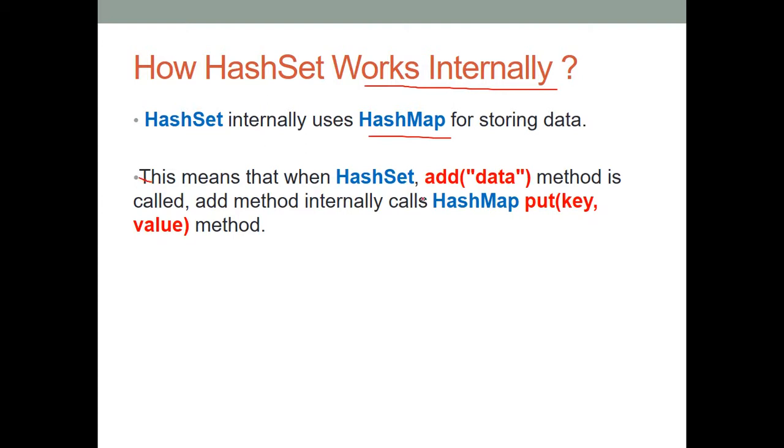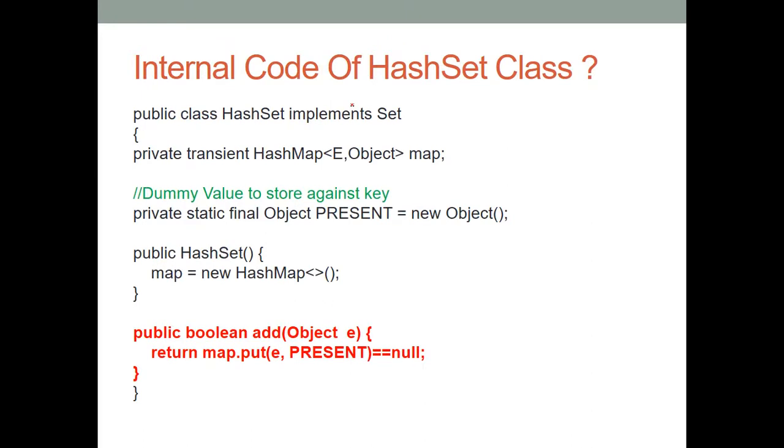This means that when HashSet adds data, for example string data, the method is called the add method. Internally, this add method calls a hash map and puts the key and value. I hope you know about it, but if you search the Java documentation and open the add method, look at whether the hash map is called or not. This is the internal code of the HashSet class.